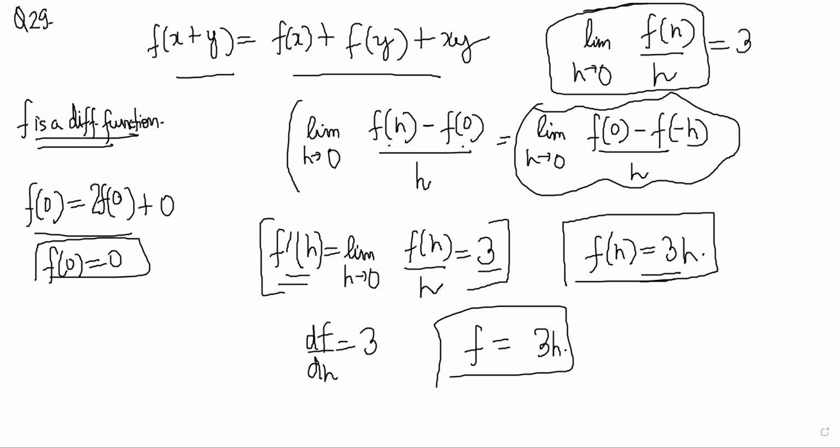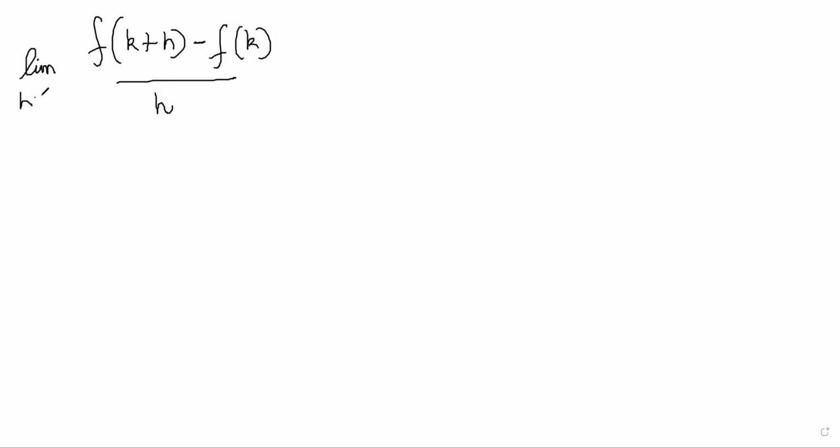Answer is saying C. But then we are missing something. One second. Maybe we have not used this yet. It is a differentiable function, so differentiability at any point k. So you have to say that f of k plus h minus f of k by h, limit h tends to 0, is equal to f dash of k. We checked right now only differentiability at 0. Maybe that is why we got that.